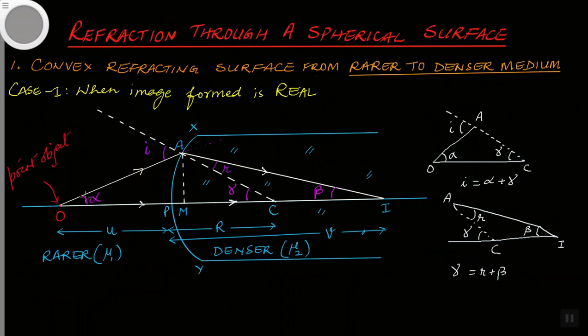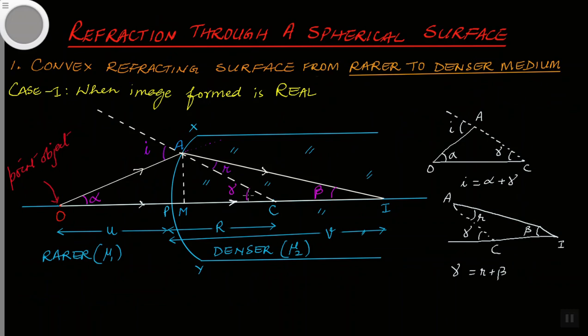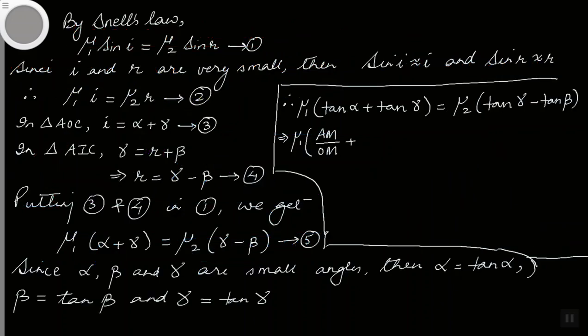Tan alpha, where is this angle? Tan alpha will be perpendicular by base, so that will be AM by OM. So this will be AM by OM plus tan gamma. Tan gamma will be what? This angle, tan gamma will be perpendicular by base, AM by MC.